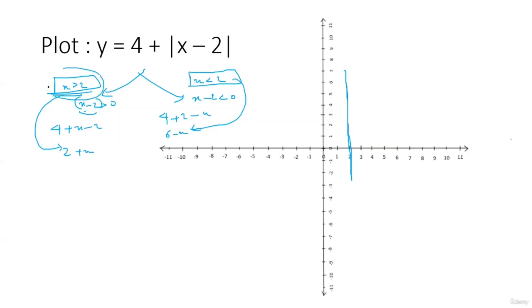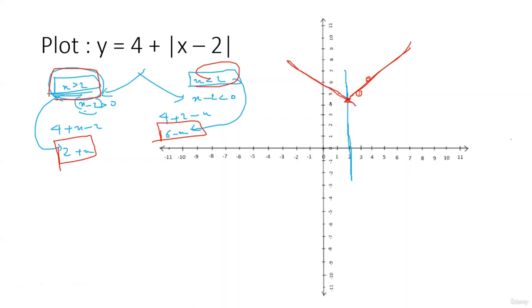Whenever x is greater than 2, this graph will hold. And what is the value of the graph? 2 plus x. So at x equal to 3, its value will be 5, and at 4, its value will be 6. So it will be something like this probably. And for x less than 2, the graph will be 6 minus x. So at x equal to 2, its value will be 4 only, below. At x equal to 1, what would its value be? Its value would be 5, right? It will be something like this.